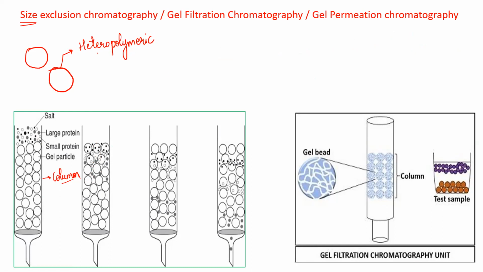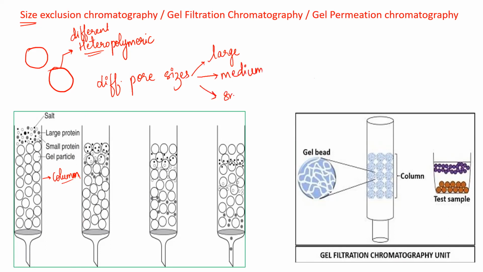Why am I saying heteropolymers? Hetero, the word means different. So you're going to have beads of different pore sizes. The beads that you are going to fill in the column are going to have different pore sizes. Some may be large, some may be medium, some may be small. So that's why the word is hetero. If all the beads had the same pore size, then you would have said that this is homopolymeric. But this is heteropolymeric because the pore sizes on the beads are going to be different.